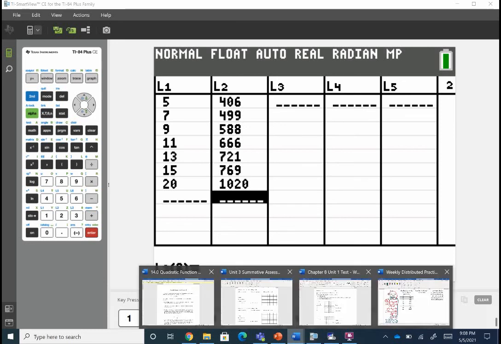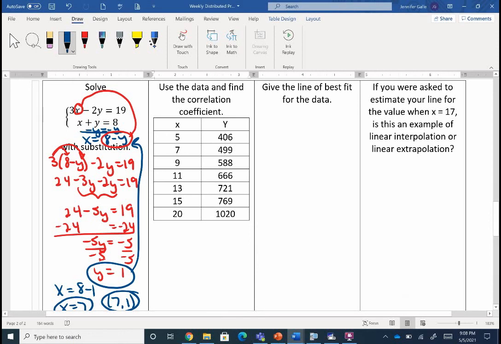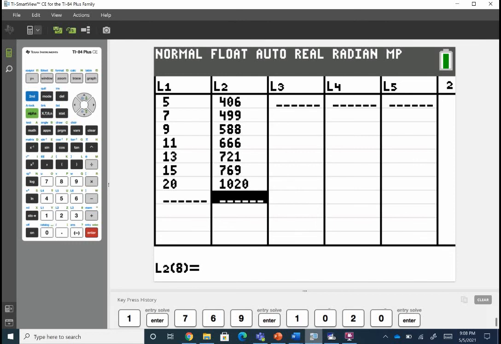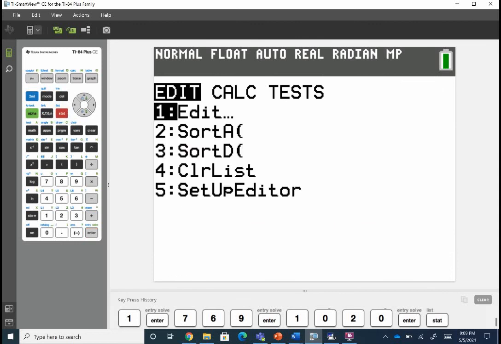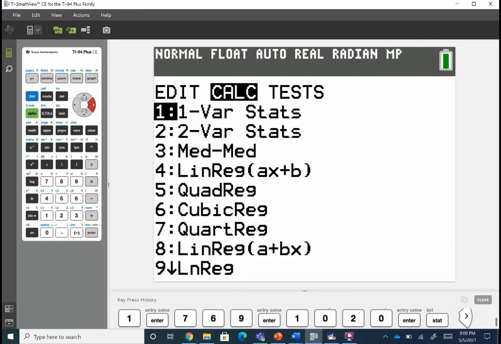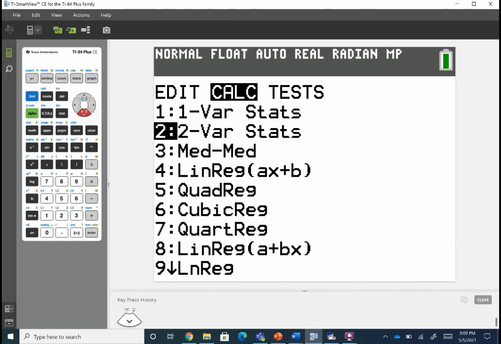So then this question is asking us to find the correlation coefficient. So on our calculator, we're going to once again press the Stat key. We're going to go to Calc, arrow over, so Calc is highlighted. There's lots of things on that menu. We want linear regression. We just want option number 4 is all we want.